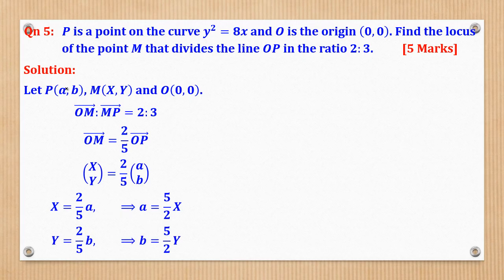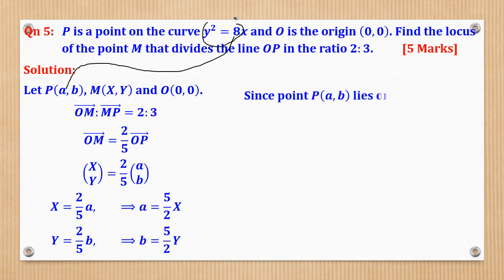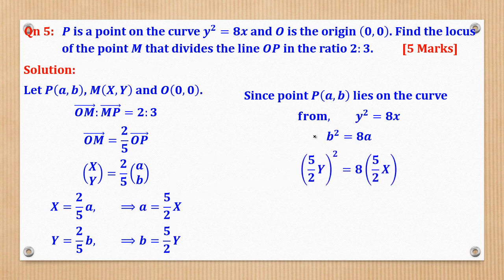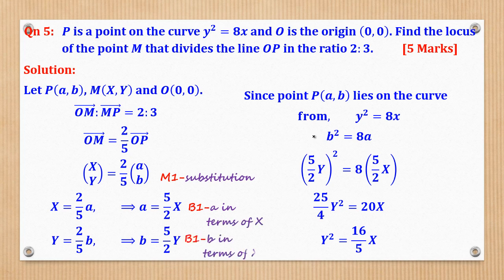But remember that this point lies on this curve. So that means that these coordinates satisfy this equation. So we can substitute for A and B here in this equation to come up with B squared is equal to 8A. But the good thing, we have A in terms of capital X and B in terms of capital Y. So come and substitute, simplify, and get the equation they want. So that will be the locus.